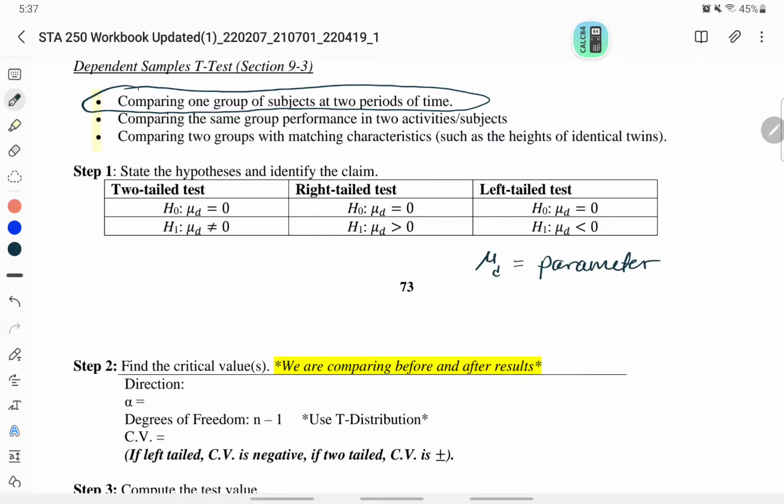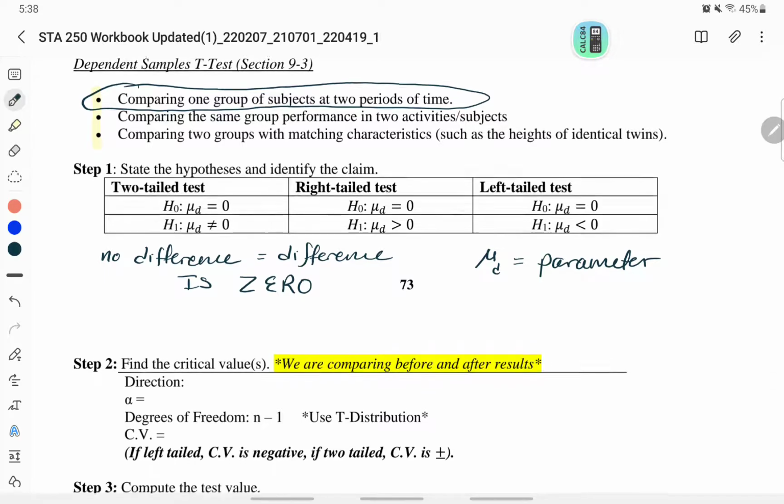Remember, for the null hypothesis, the null states that there is no difference. In this case, if there is no difference between the before and after scores for the same group of individuals participating in a study, that means the difference between the scores should be 0. Depending on the direction that we're focused on for our test, we can determine if it's a left-tailed, a right-tailed, or a two-tailed test.